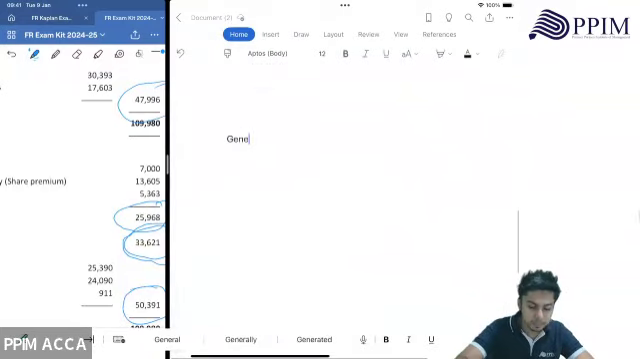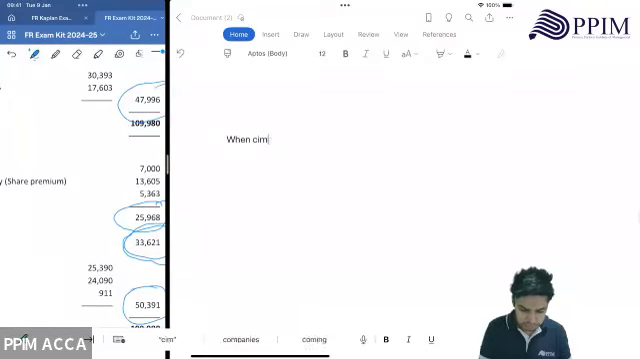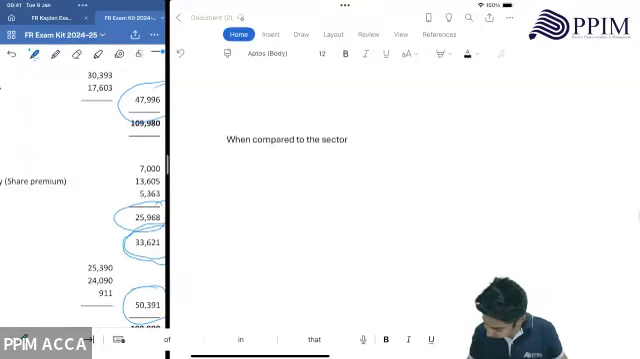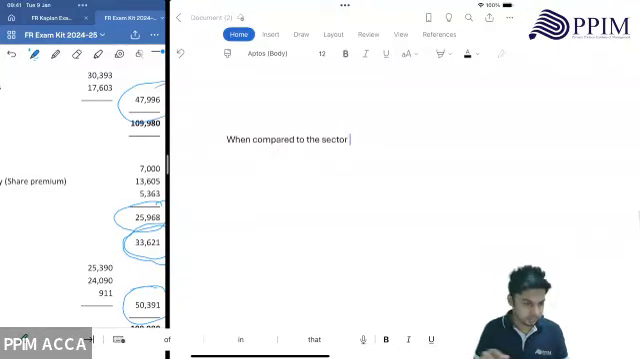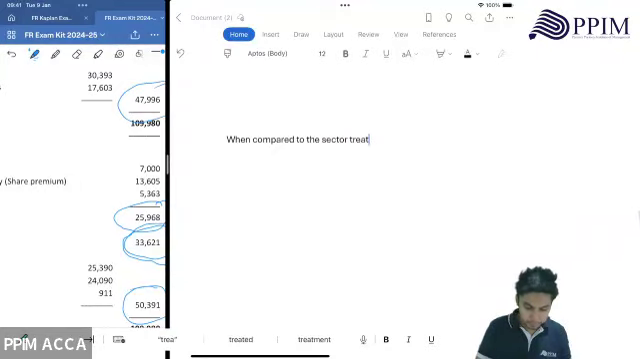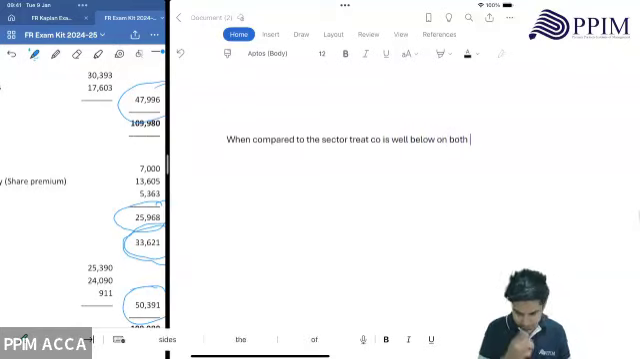Okay, so guys, first let's write a general point. Let's start over here. Right, when compared to the sector, Treat Corporation is well below in both performance as well as position.